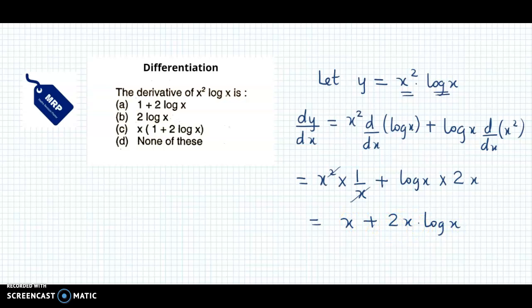Now if we take x as the common factor, we obtain dy by dx as x into 1 plus 2 times log x. So this is the value for dy by dx, and the answer to this question is option C.